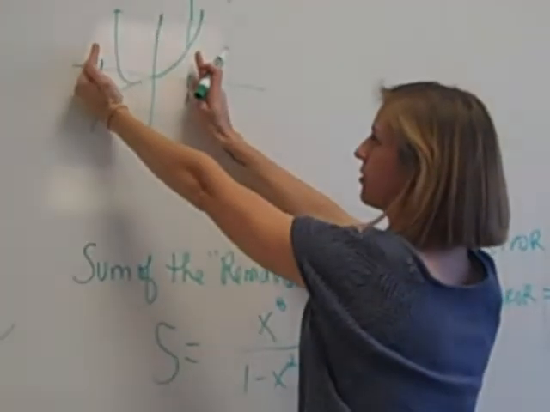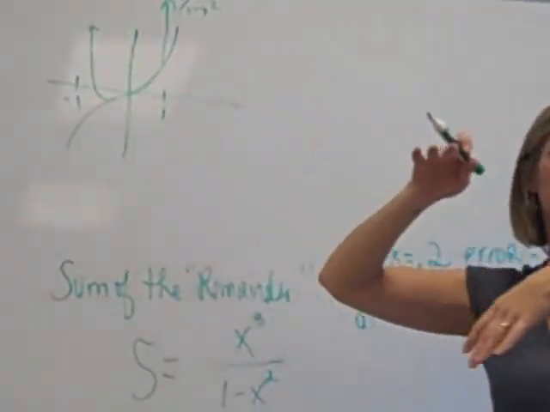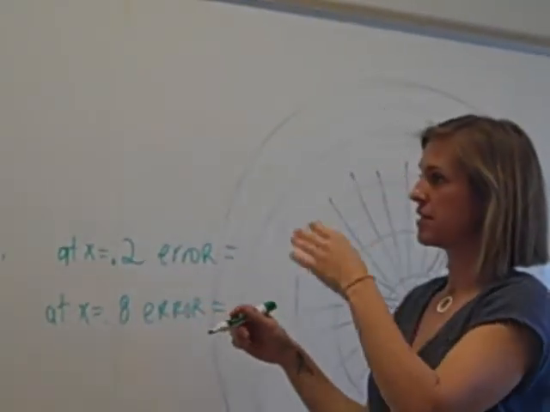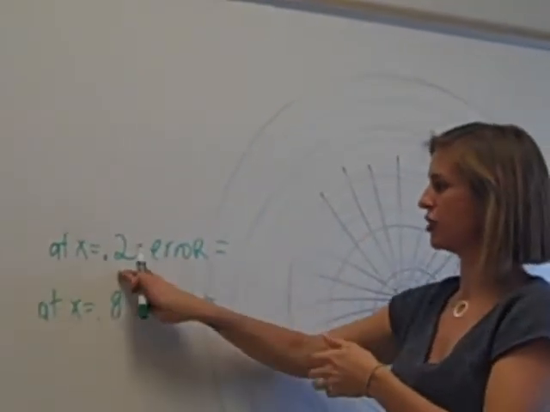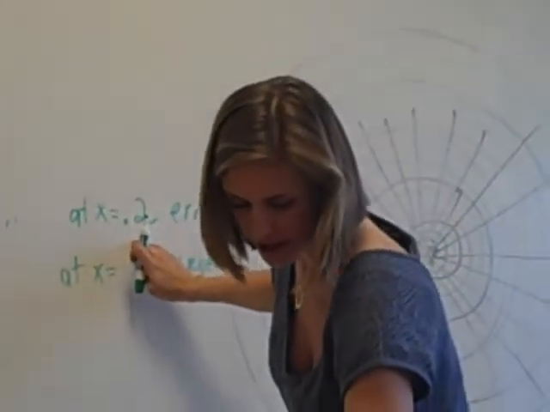And as I get closer and closer to -1 and 1, I'm going to have the biggest difference. And then the series doesn't converge anymore, so it doesn't matter. But from -1 to 1, the amount of error that you have is going to change. So the closer I am to 0, so at x equals 0.2, I already found it.